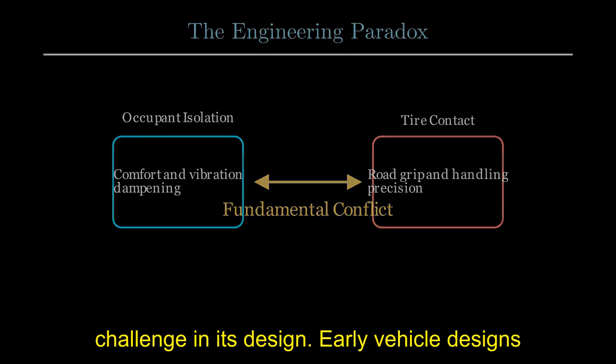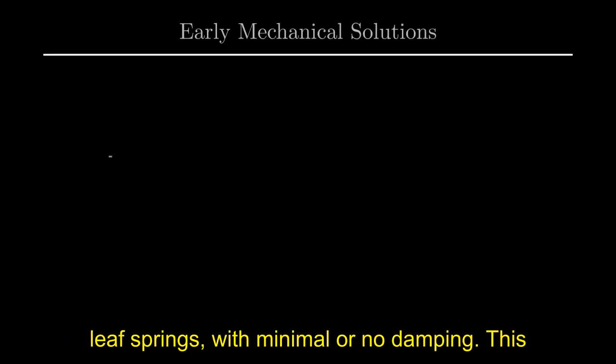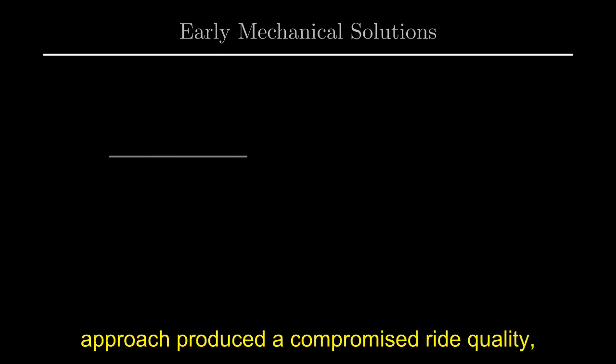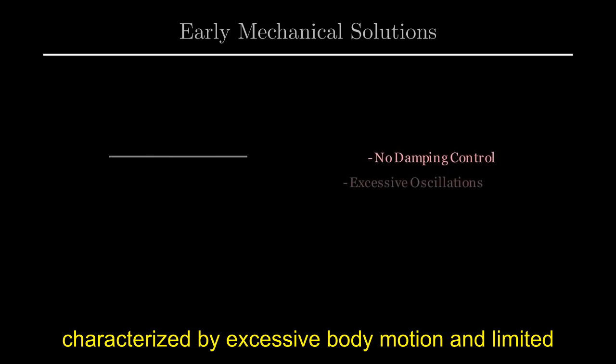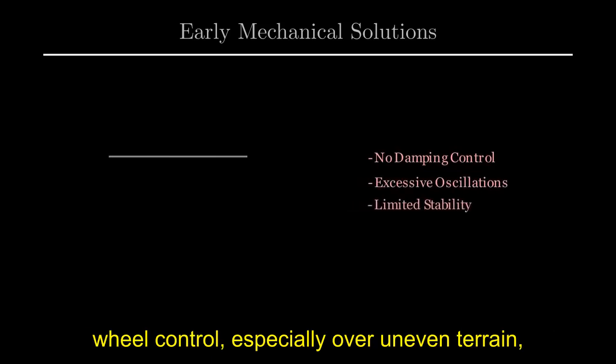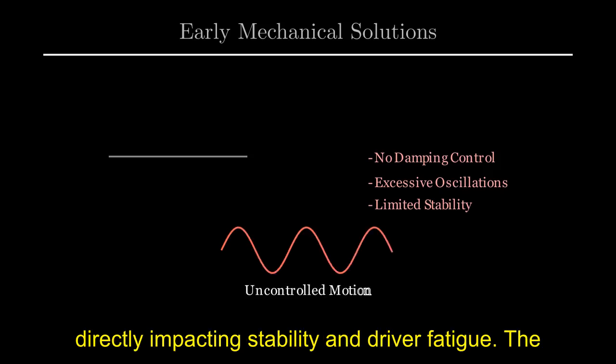Early vehicle designs relied on rudimentary spring elements, often simple leaf springs, with minimal or no damping. This approach produced a compromised ride quality, characterized by excessive body motion and limited wheel control, especially over uneven terrain, directly impacting stability and driver fatigue.